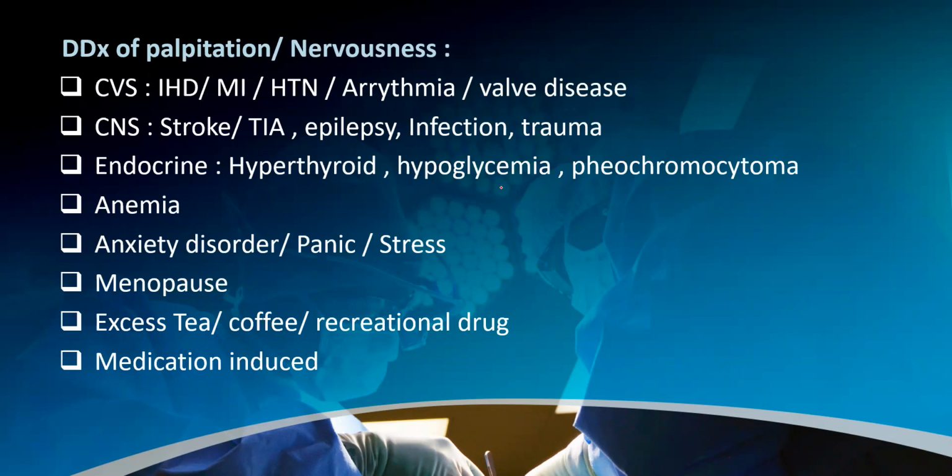Now, differential diagnosis of palpitation: the most important system is the cardiovascular system, which will include ischemic heart disease, myocardial infarction. Hypertension sometimes can cause palpitation or nervousness. Arrhythmia is a very, very important differential, and sometimes valvular heart disease. Not very common, but commonly ischemic heart disease or MI and arrhythmia are the common causes. We also try to rule out CNS causes, especially for nervousness, not too much for palpitation, but still you would ask this differential diagnosis in your case.